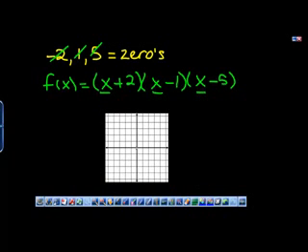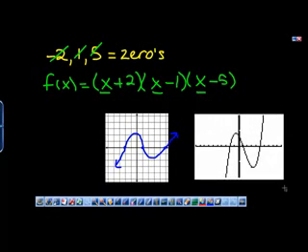Using my grid here, I'm going to go over to -2 as one of my zeros, 1 as one of my zeros, and 5 as one of my zeros. I see that all of my x's are positive, so that means I'm going to start low and end high. Here, when I plug it into my calculator, I can see that it's very similar to what I sketched, and the sketch is not accurate with my zeros at -2, 1, and 5.